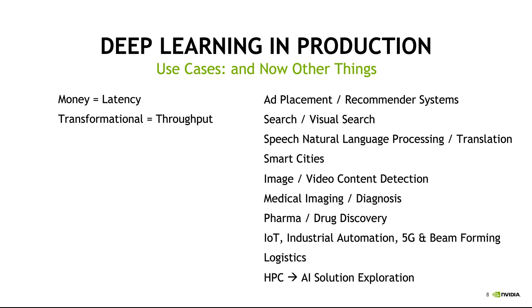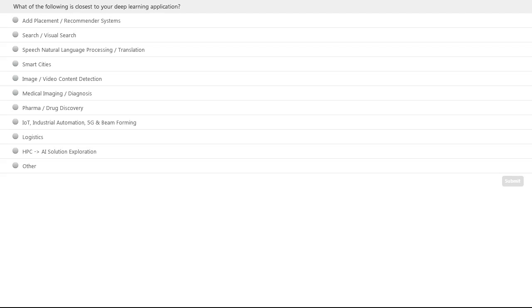So I wanted to pause really briefly and give listeners a poll here, and please scroll down. We're wondering which of the following is the closest to your deep learning application. There are a lot of options down here, so please scroll down, and then when you're done, scroll all the way to the bottom and submit. I'll pause for a second.